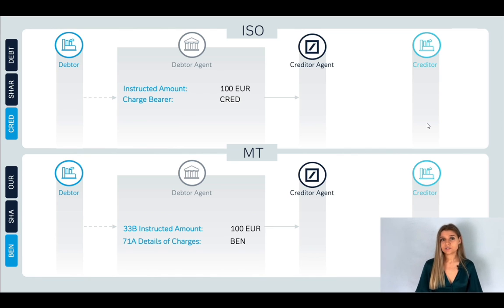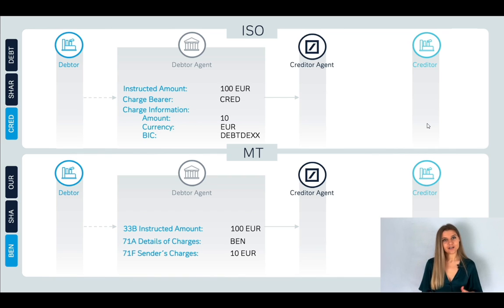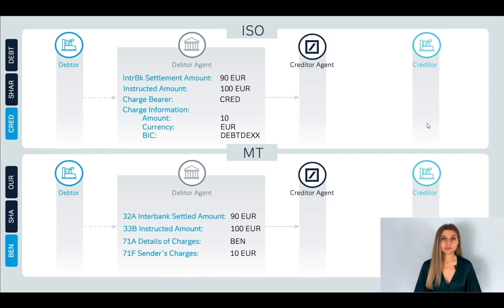Then in MT you indicate field 71F, where you capture the bank's, the sender's charges, namely amount and currency. How do you capture sender's charges in ISO? Well, it's by using the charges information element, where you specify amount, currency, but also identification of this agent, for example, BIC. Given that we have deducts here, so the charges taken are deducted from the instructed amount, we capture this information in field interbank settlement amount, so 100 euros minus 10 euros charges equals 90.